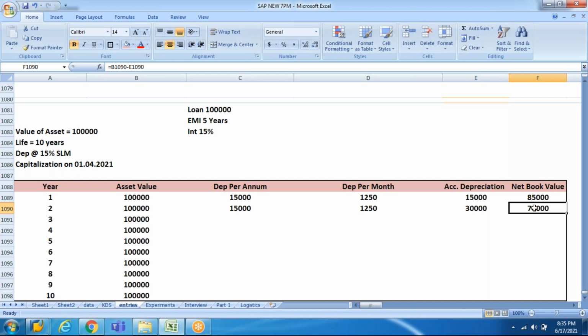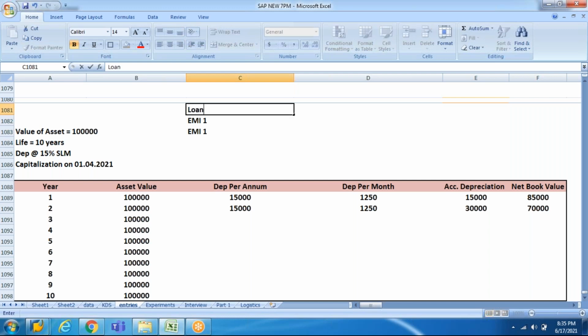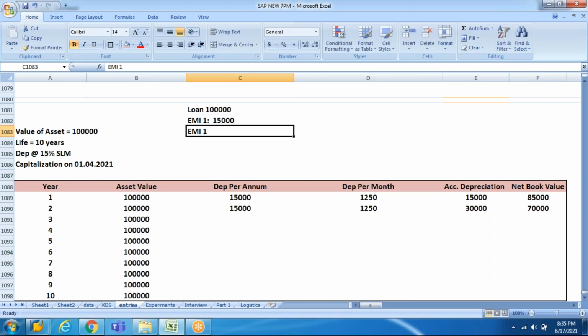Still not clear? Let me write down here. Let's say EMI 1 and EMI 2, loan of, let's say, 1 lakh. First EMI you paid 15,000. Second EMI you paid 15,000. Now, what is your current outstanding? How much you need to pay?